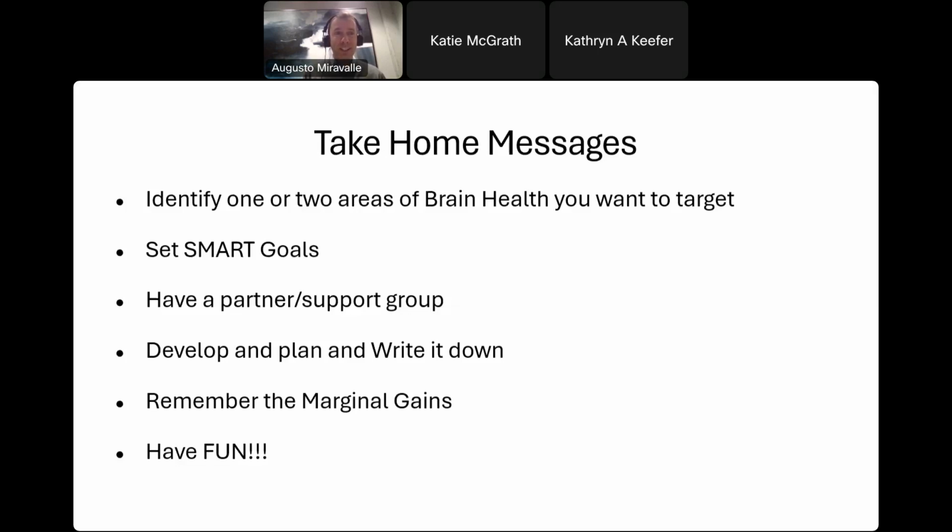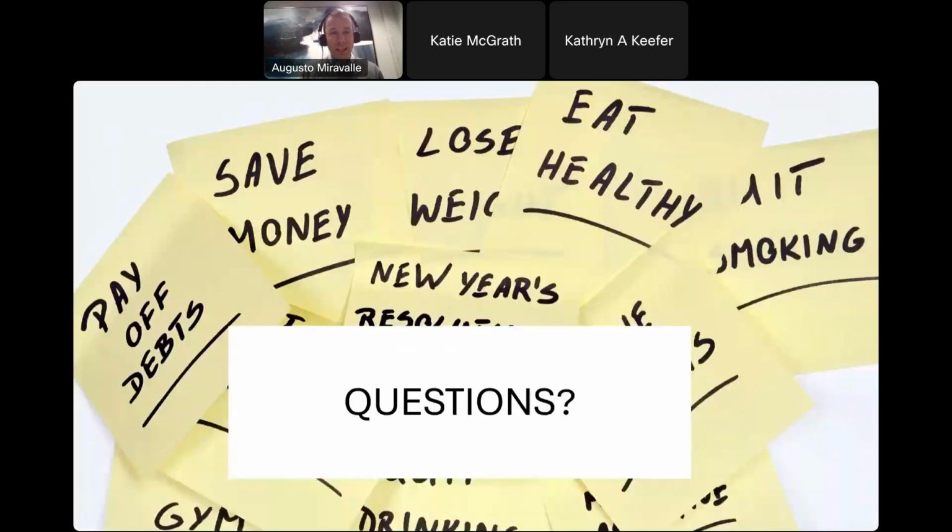And last but not least, have fun. Make your goals be something that you enjoy, something that will bring pleasure to your life. You need to enjoy what you're doing. If you like dancing, for example, that's a form of exercise. If you like painting, that's a form of cognitive stimulation. If you like talking, right? Perhaps create a new group, a book club, something that brings pleasure to your life that in a sense is related to brain health, but at the same time will keep you engaged.